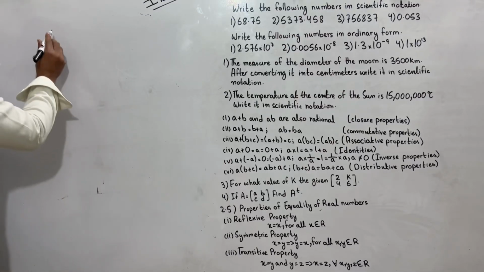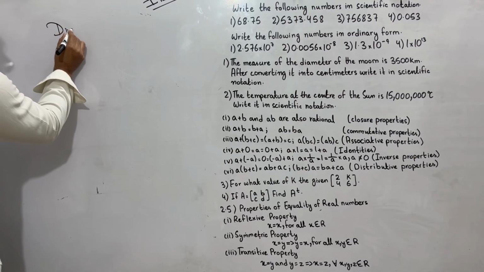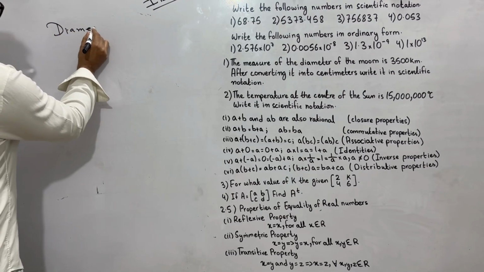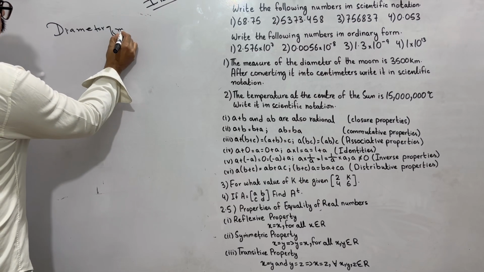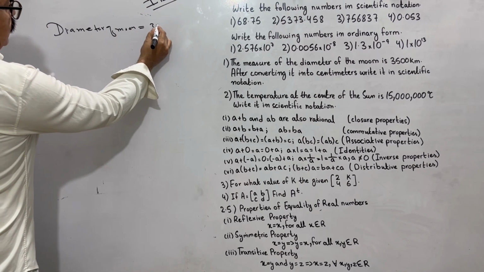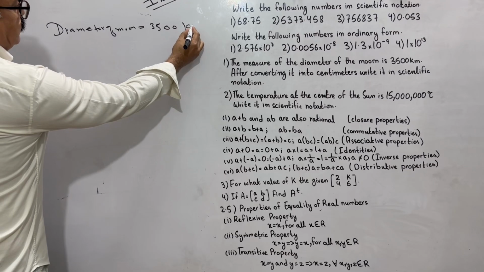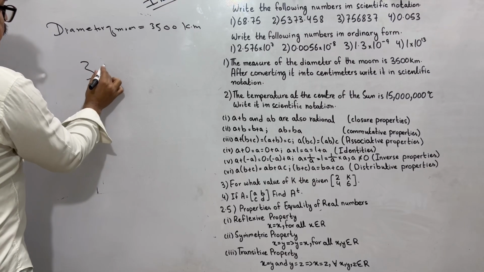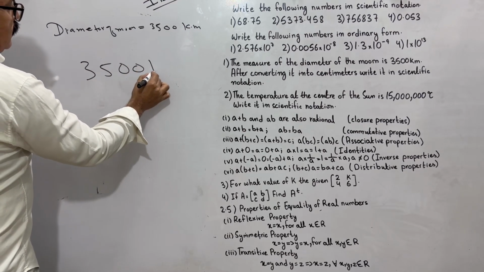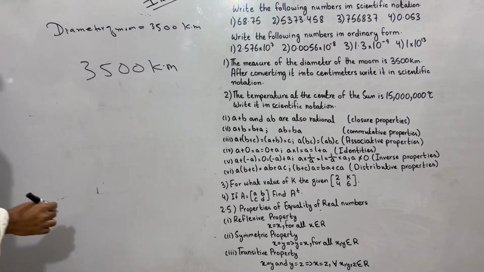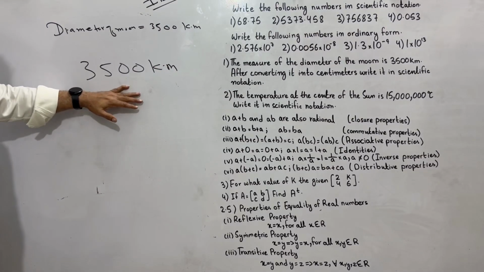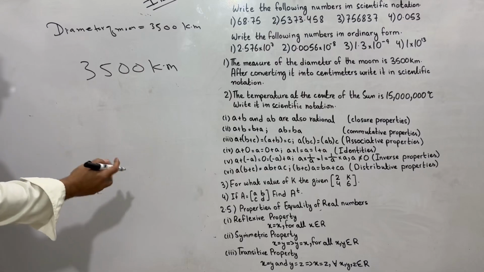Diameter of moon is 3,500 kilometers. Simply we have given 3,500 kilometers. After converting this into centimeter, we have to write it in scientific notation.